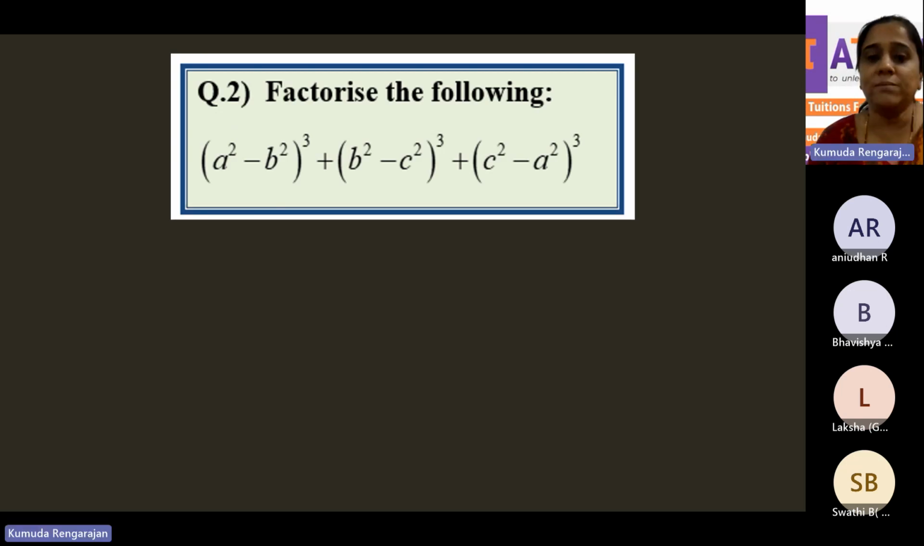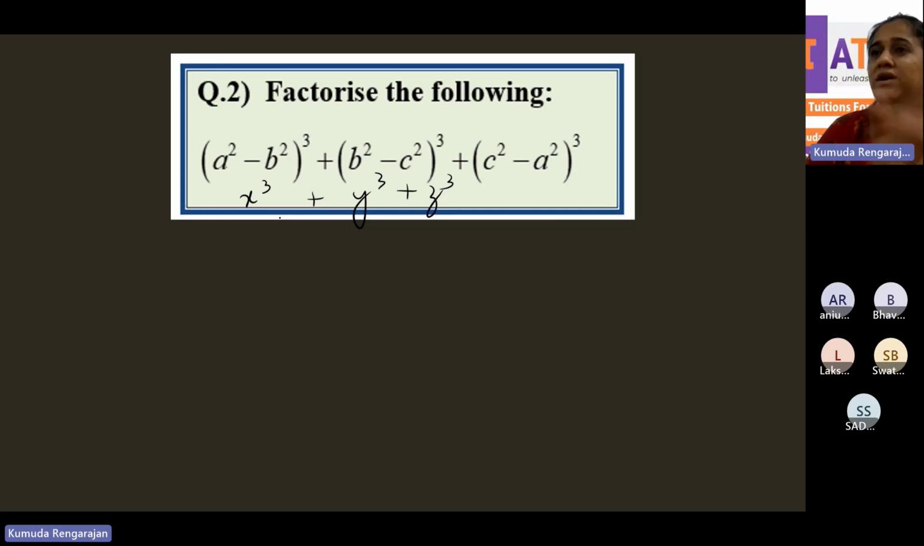So this one is in the form x cubed plus y cubed plus z cubed. Why do we say x cubed plus y cubed plus z cubed? Because we already have ABC there, so we won't say a cube plus b cube plus c cube. We'll use x, y, z or PQR, some other 3 letters. So x cube plus y cube plus z cube is equal to 3xyz.